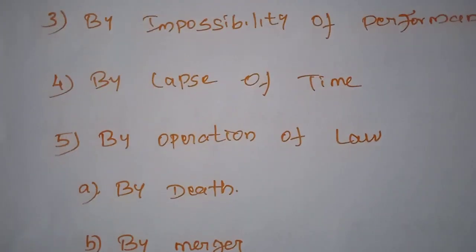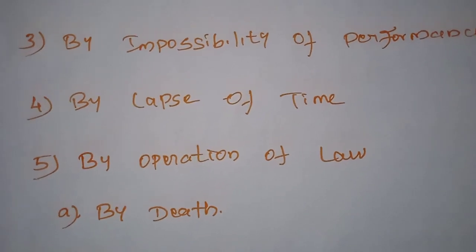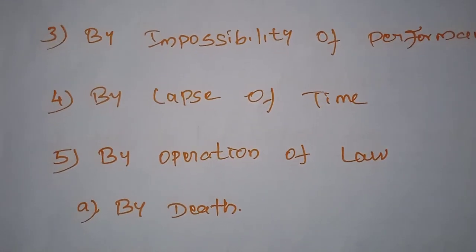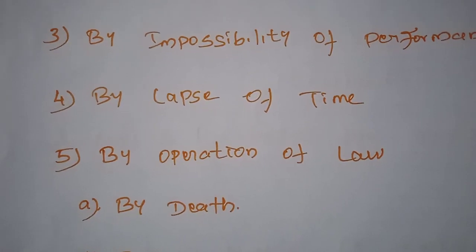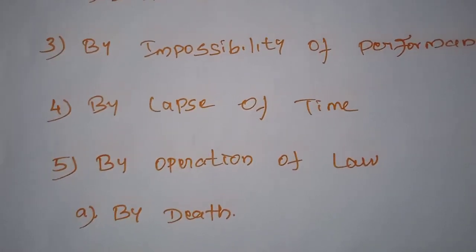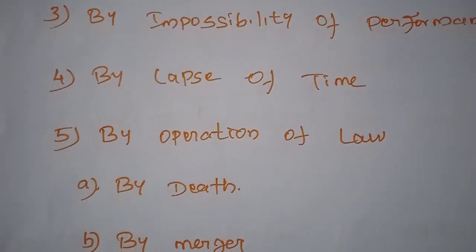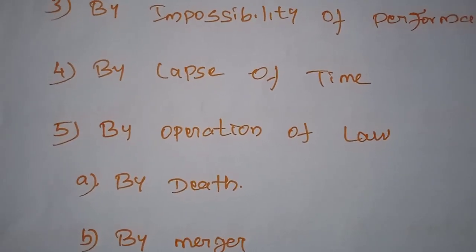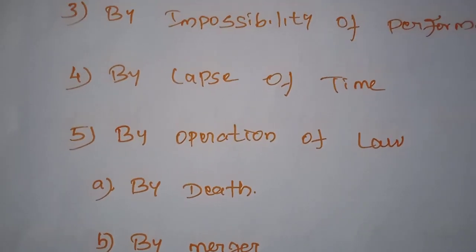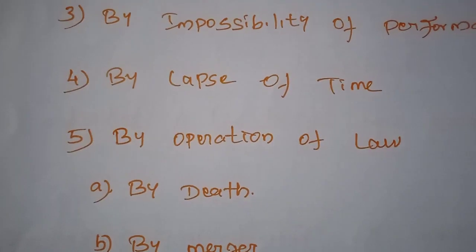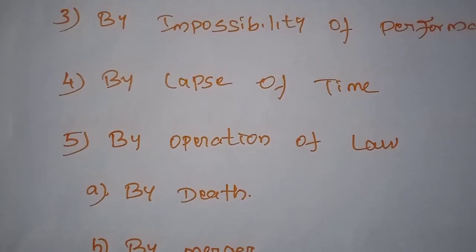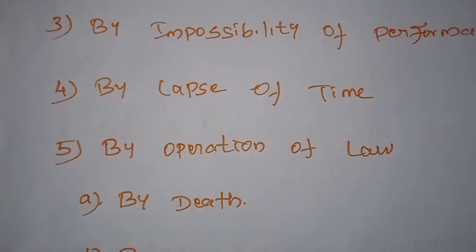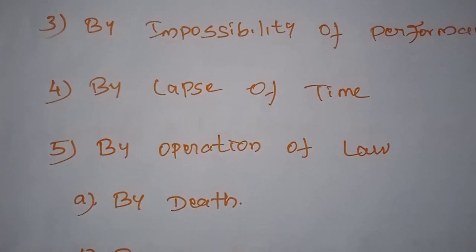Next, by lapse of time. Because of the lapse of time also, the agreement may come to an end. According to the Limitation Act 1963, a contract must be performed within a specified time. At the time of making the agreement, the particular time may be mentioned. If it is not performed within the specified time limit, and no action is taken by the promisee in a court of law within the specified time, then the promisee is deprived of the remedy of law. In such cases, the contract is discharged.